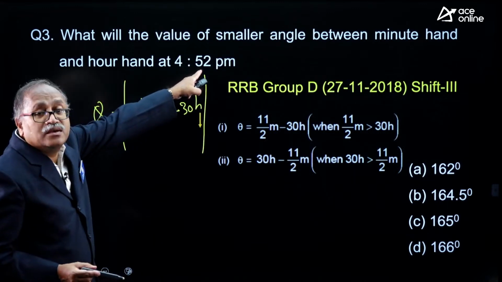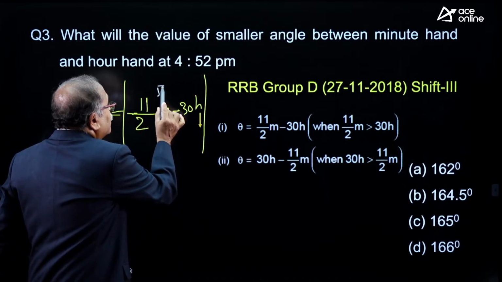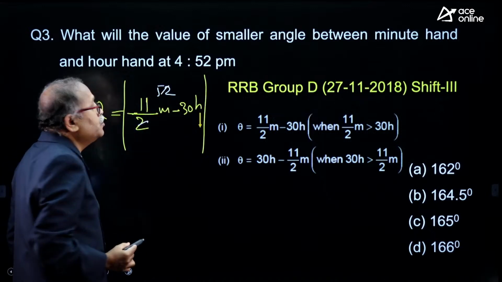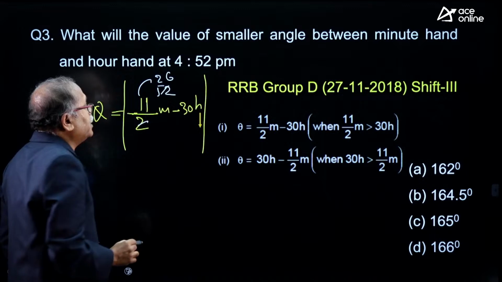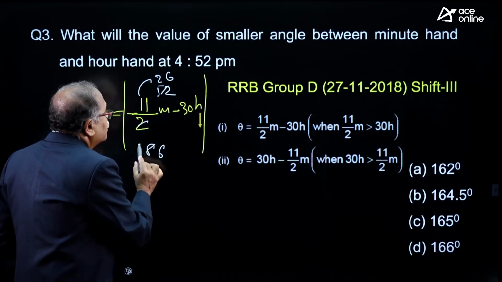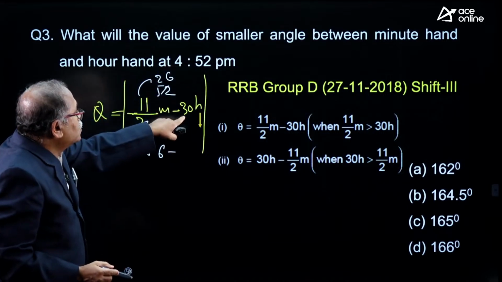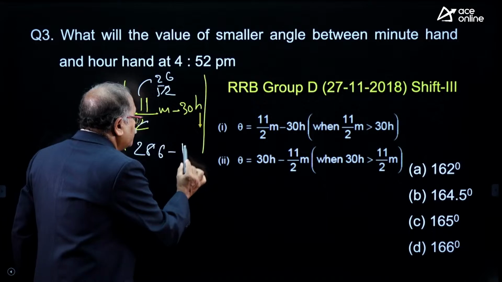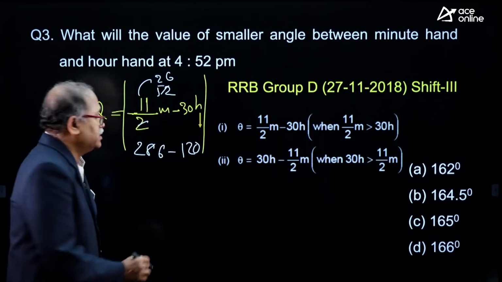The m is the minute, that is 52. So when I write the 52 over here and cancel with 2, I get 26. 26 into 11 comes to 286, minus 30h, and h is 4 here. So 30 into 4 is 120. Beautifully answered, my friends: 166.